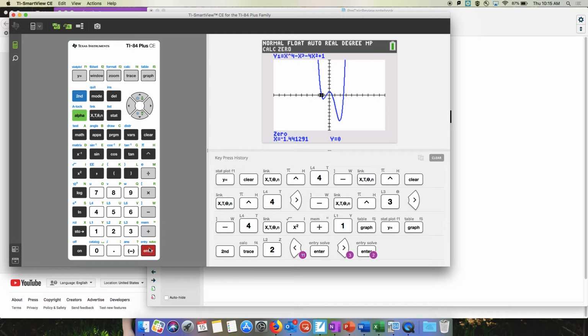Okay, there are 1, 2, 3, 4 zeros. So we found one together. Find the other 3 real quick. Find the other 3.